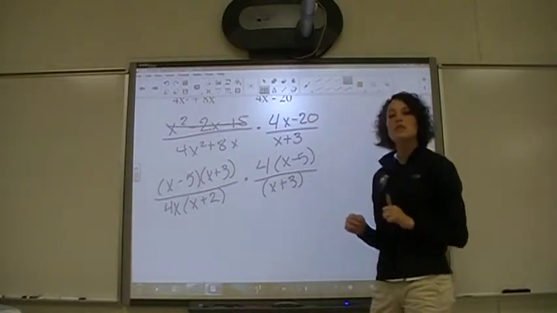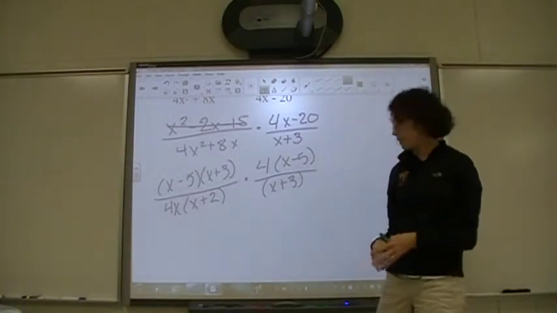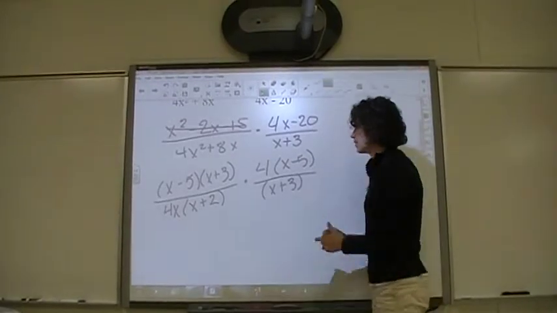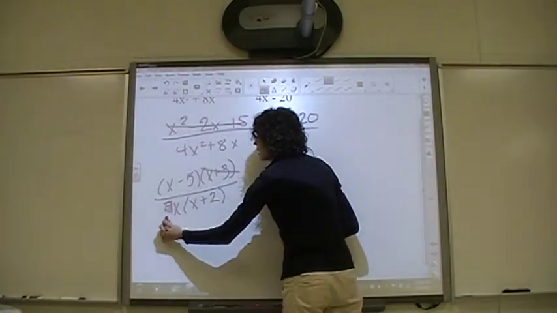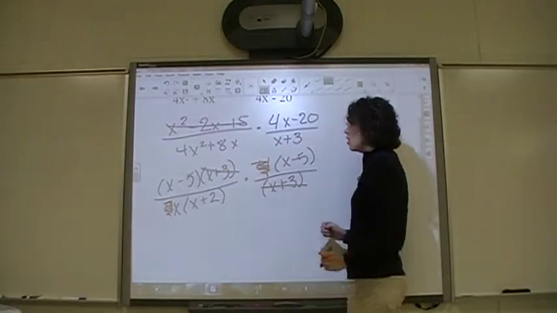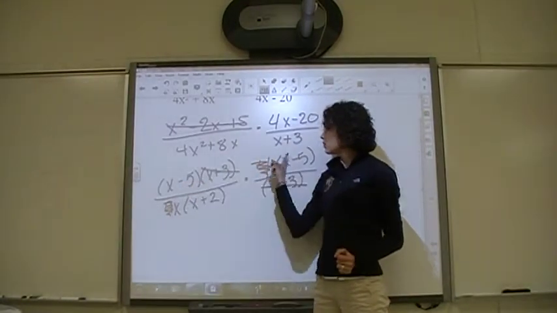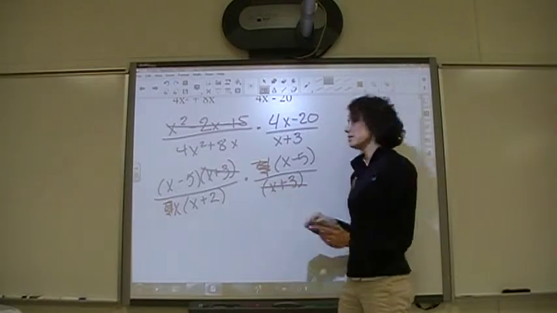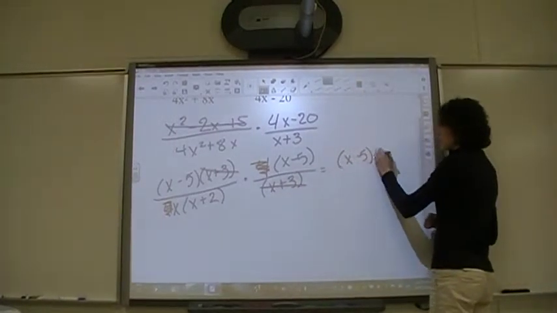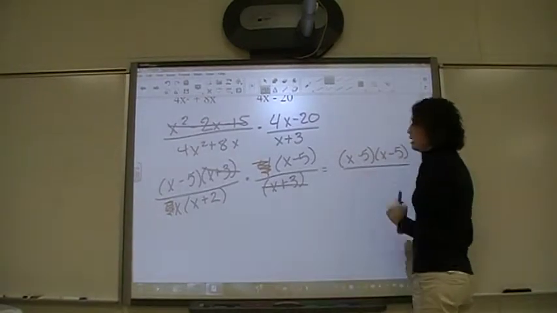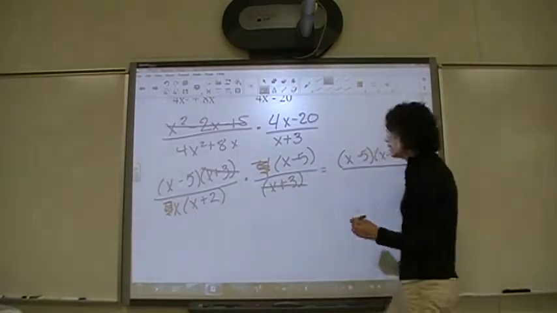Now what you can do is cancel things from the top and from the bottom. So we want to go through and start canceling things. This x plus 3 is gone. This 4 right here and this 4 are gone. You cannot cancel the x minus 5 and the x minus 5 because they're both on the same level. So you have x minus 5 times x minus 5 on top, and then on the bottom you have an x and an x plus 2.